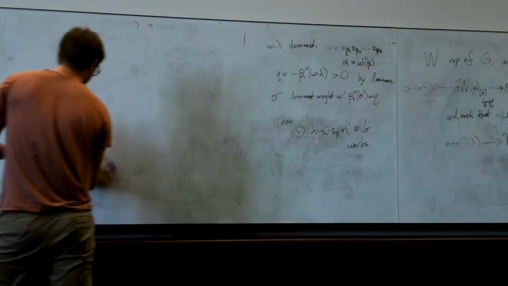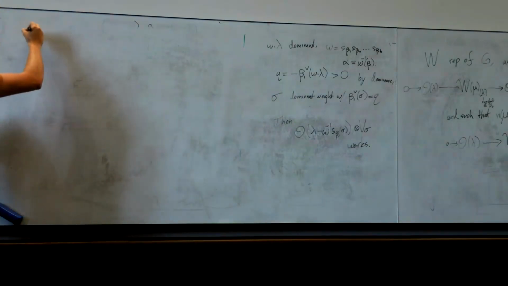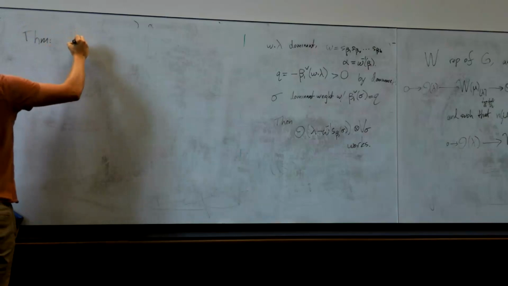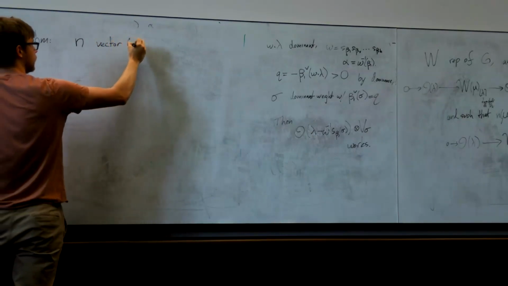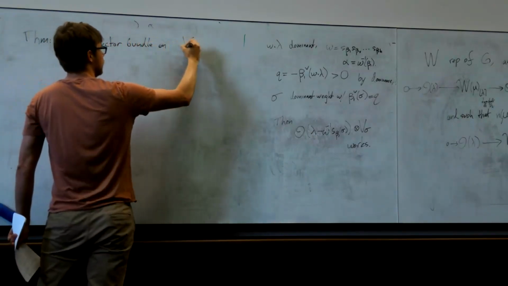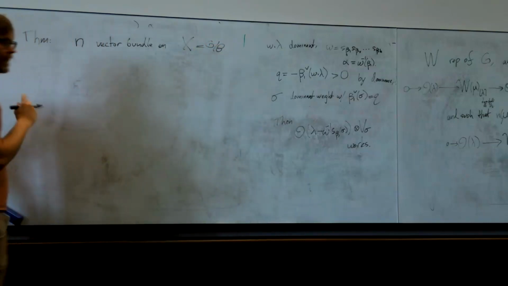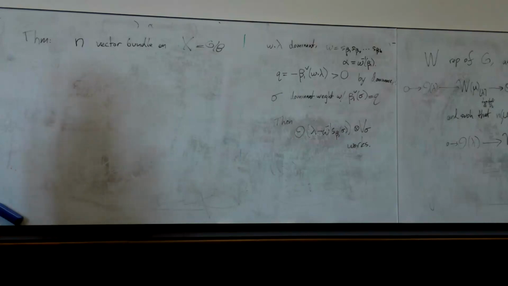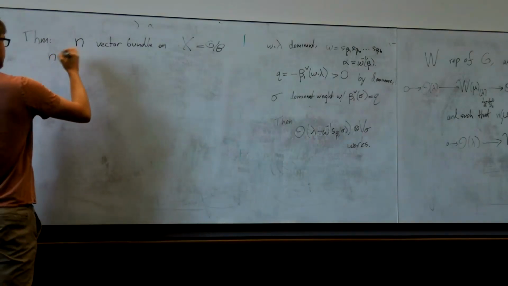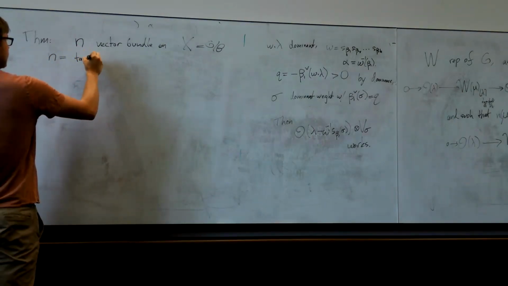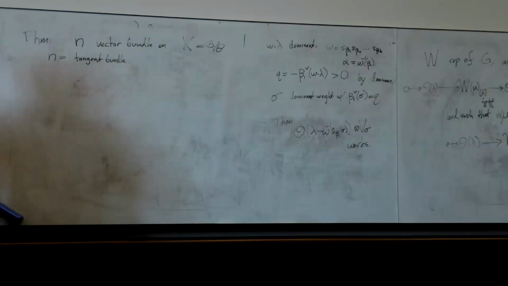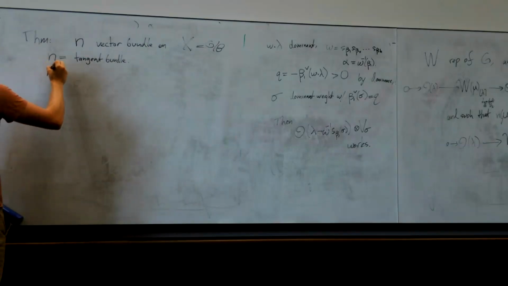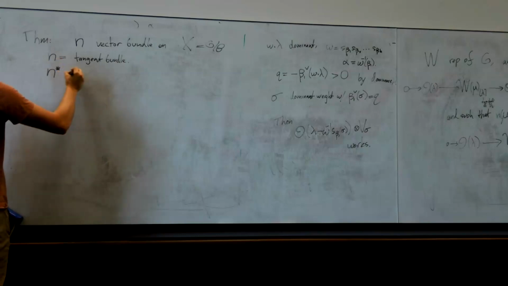So I want to state the following theorem. If N is a vector bundle on X equals G mod B, where N is the nilpotent subalgebra, the ideal in the Borel subalgebra that sits over every point, then N is actually the tangent bundle. So that means, say N dual is the cotangent bundle.